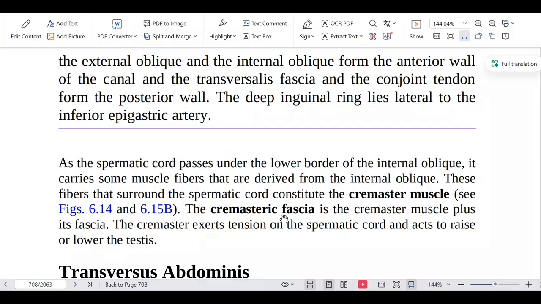Now the cremasteric fascia is actually the cremaster muscle plus the fascia that surrounds the cremaster muscle. It is called the cremasteric fascia. And what is the function of this muscle in the spermatic cord?